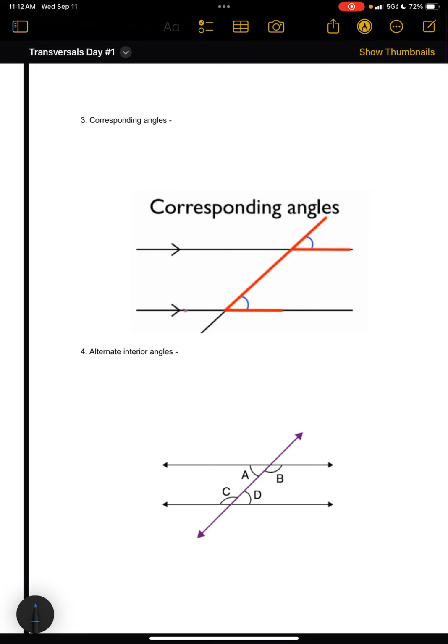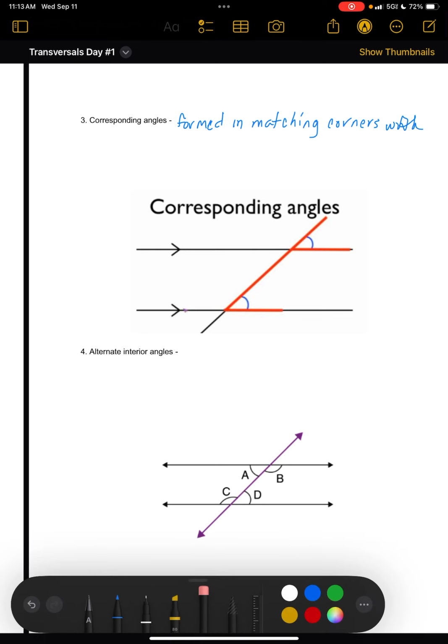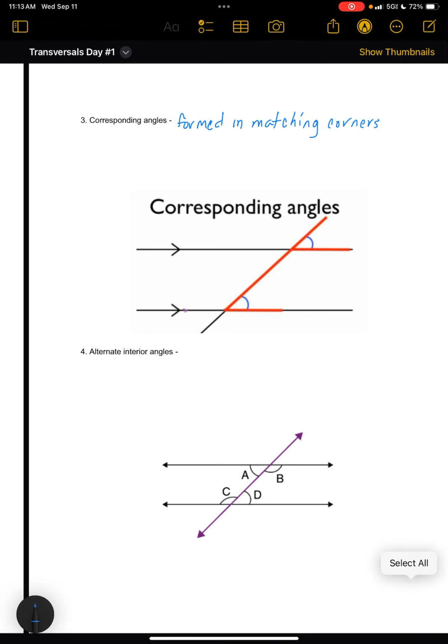Let's look at the next part of this, corresponding angles. Corresponding angles are formed in matching corners with the transversal and two parallel lines.